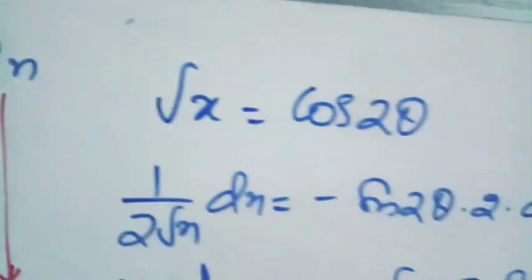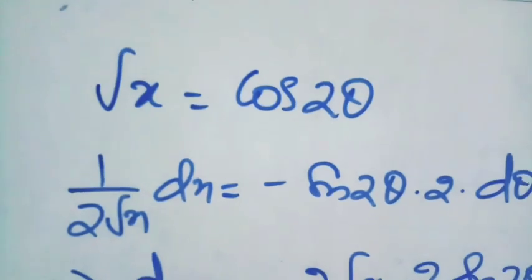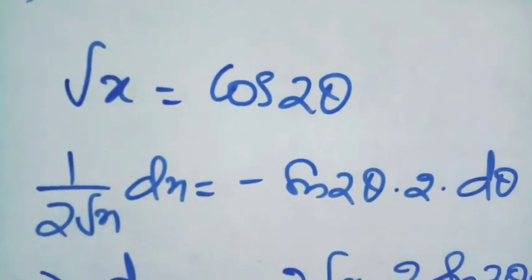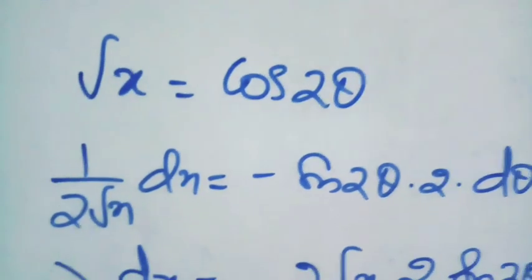ആ ഫോമുല ഉള്ളതുകൊണ്ട് റൂട്ട് എക്സിന് ഞാൻ കോസ് 2 തീറ്റ എന്ന് കൊടുത്തു. കോസ് 2 തീറ്റ എന്ന് കൊടുക്കാം, കോസ് തീറ്റ എന്ന് കൊടുക്കാം, സൈൻ തീറ്റ എന്നെല്ലാം കൊടുക്കാം, നോ പ്രോബ്ലം. Better you use root x is equal to cos 2 theta.